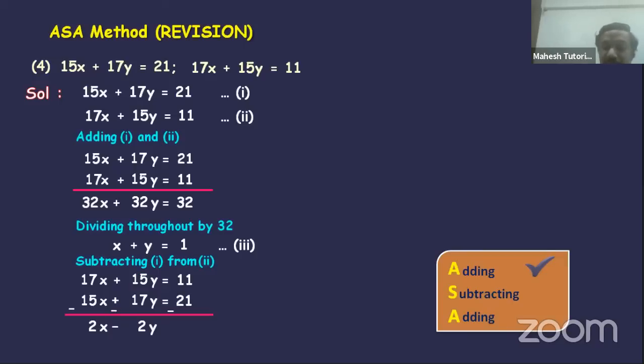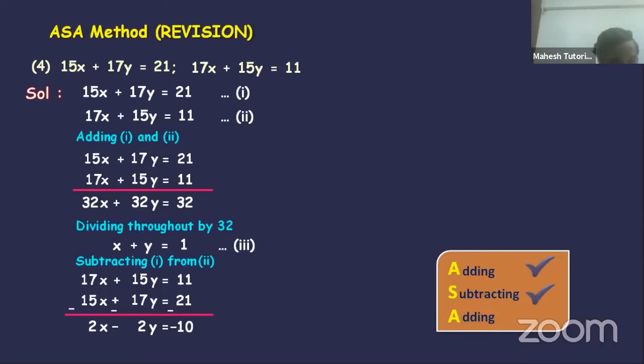11 minus 21. 11 का sign is plus, 21 का sign is minus. तो plus minus we need to do minus. 21 minus 11 will give me 10. And बड़े number का sign, that is minus. Perfect. So we get minus 10. I hope so that this subtraction is clear to everyone. So we are done with the second step, that is subtracting.